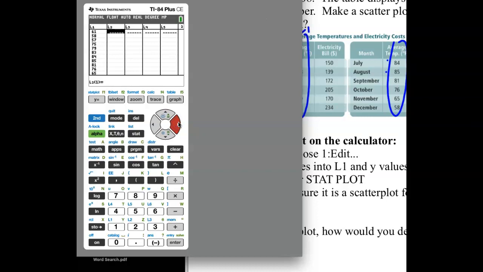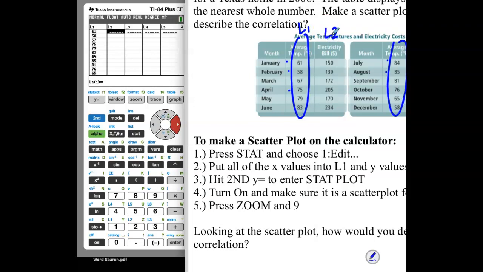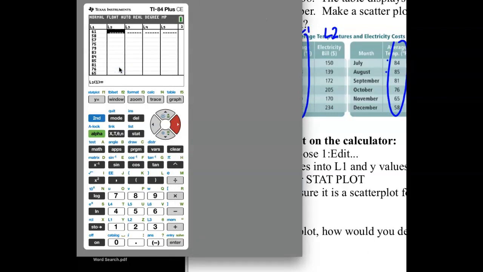And now I want to enter all of my electricity bills. So these are going to be in my list 2, all of my electricity bills. All right. So my first one is 150, 139, 172, 205, 170, 234, 255, 245, 210, 183, 132, and 110.